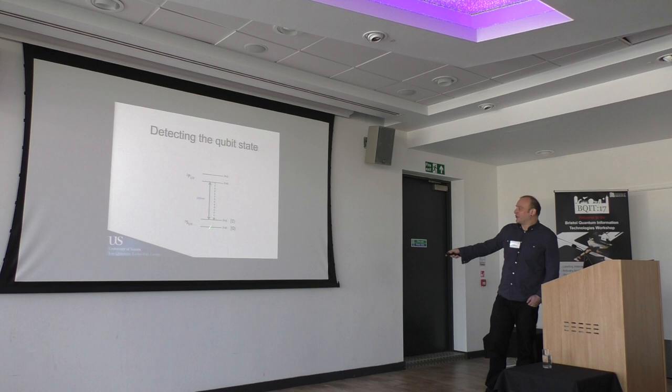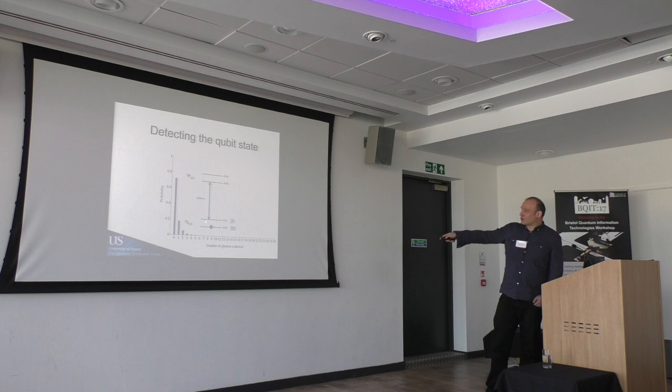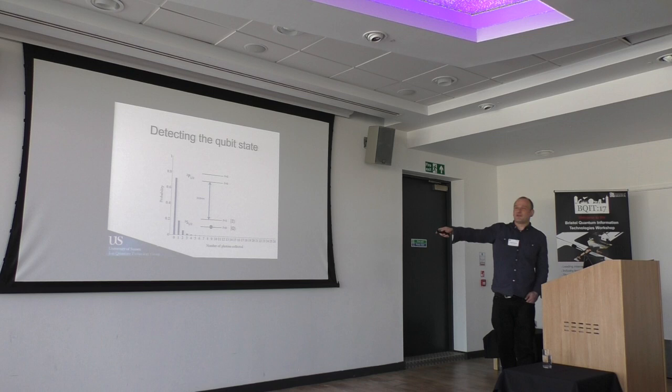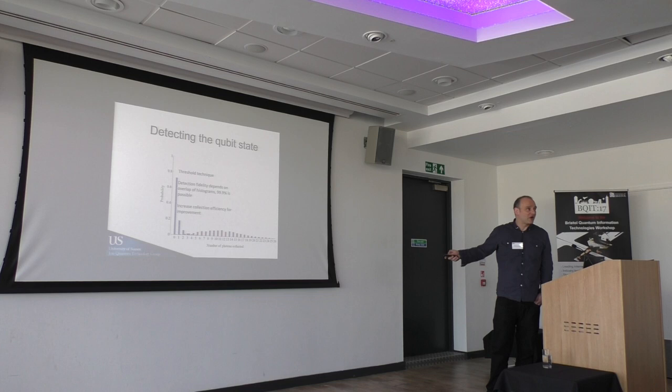Now if I want to detect a qubit, all I do is place a resonant laser beam onto this transition. If the ion is in the zero qubit state, the probability of emitting photons is very low, because this laser beam is not resonant. But if I am in the other qubit state, I have a large probability of emitting photons. By comparing these two histograms, I can calculate the detection fidelity, and by just increasing the size of the imaging lens, it is possible to get detection fidelities of 99.9%.